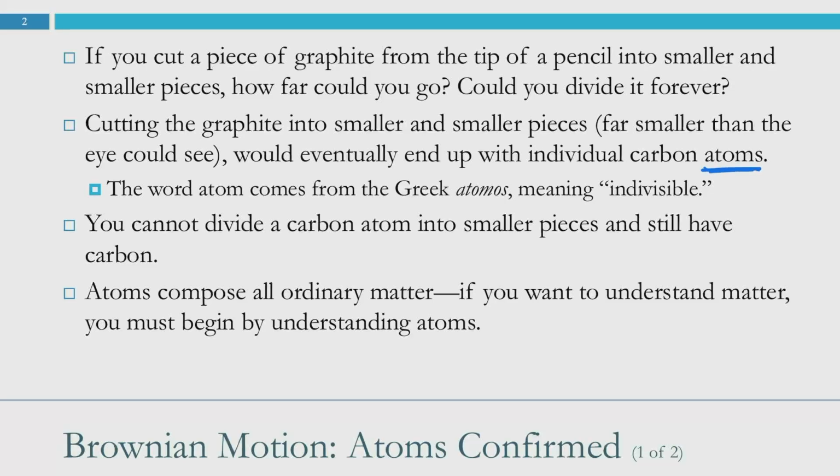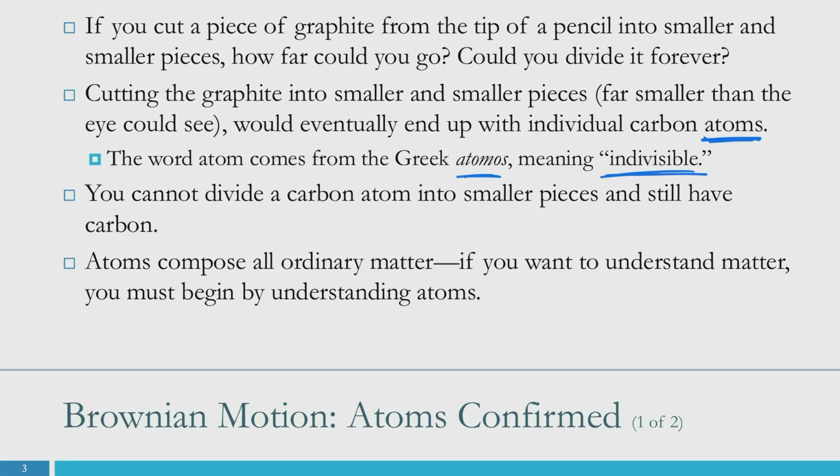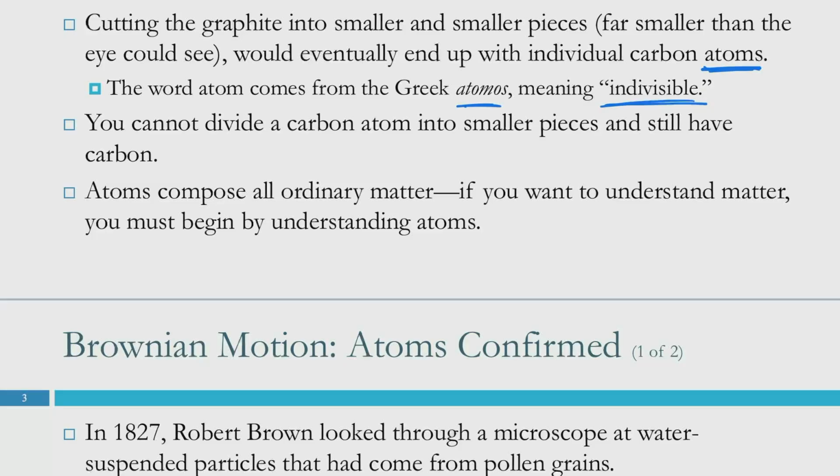The word atoms comes from Greek atomos, meaning indivisible, or not being able to be broken up any further. It's the smallest possible unit of matter. You can't divide a carbon atom into smaller pieces and still have carbon. It becomes something else if you were to divide it up past a carbon atom. All matter, everything that has mass and occupies space, is made up of atoms. These are the fundamental building blocks of everything that we can experience that's not light or the vacuum of space.